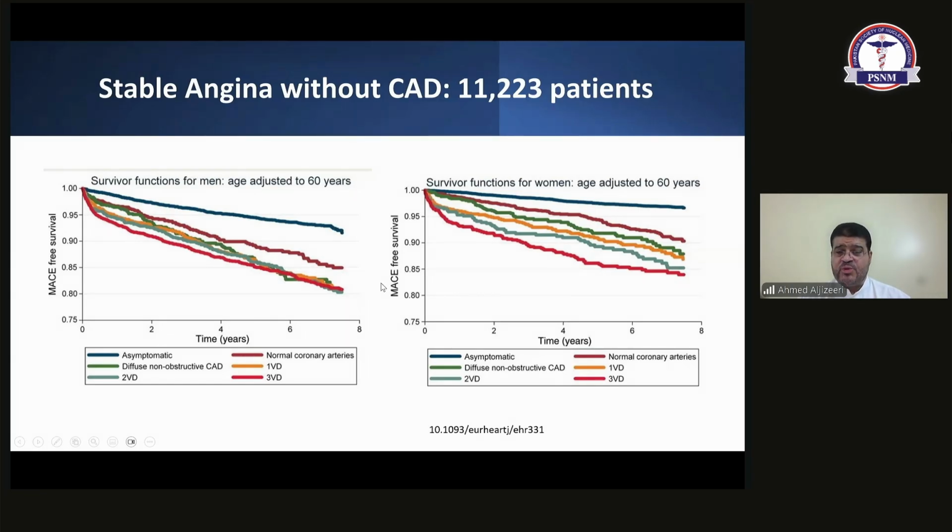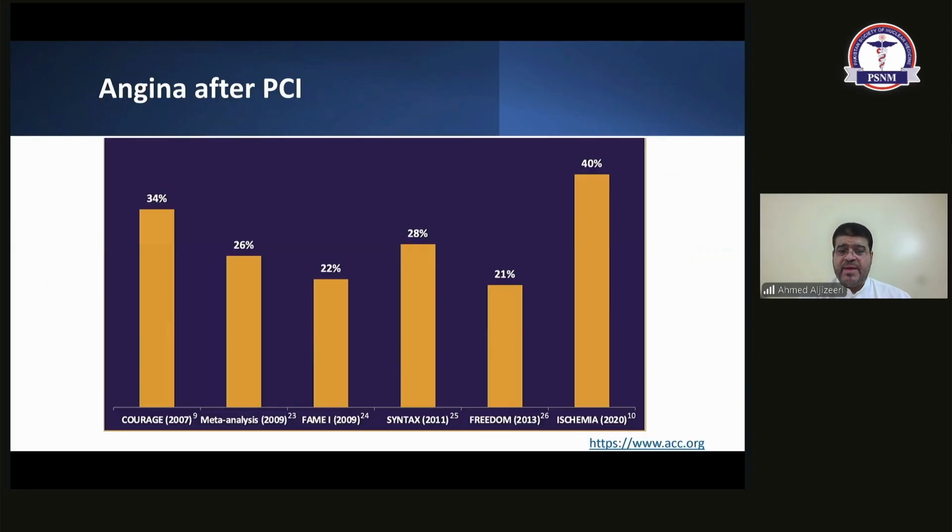So we have patients who have chest pain, do not have coronary artery disease by anatomical evaluation, and yet they are still symptomatic and still have poor outcomes.